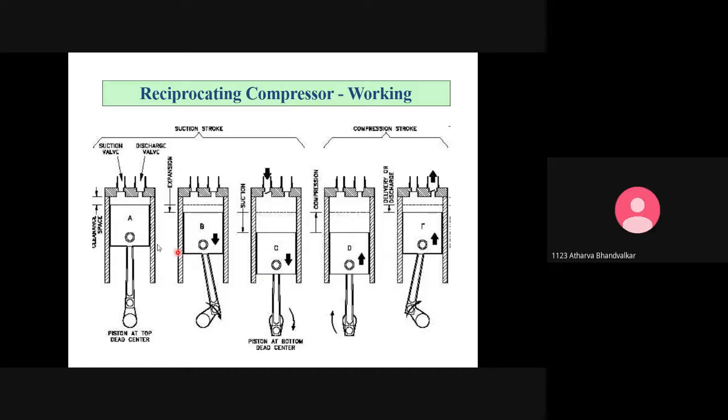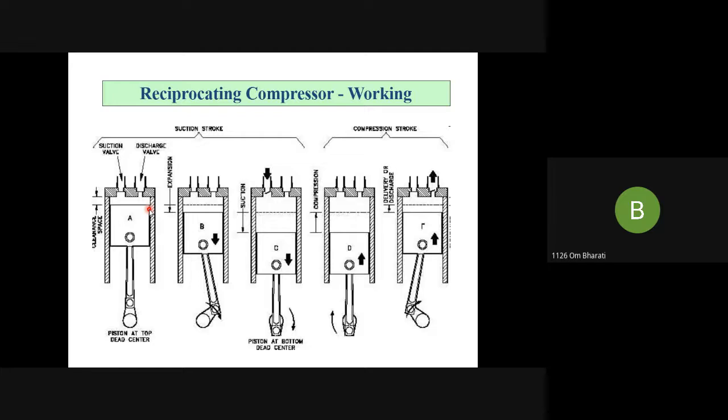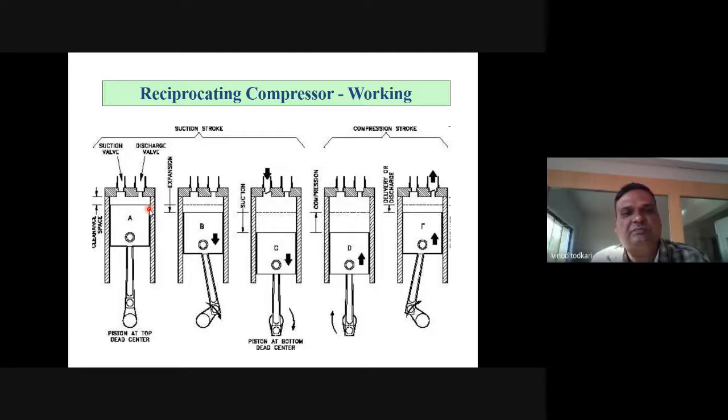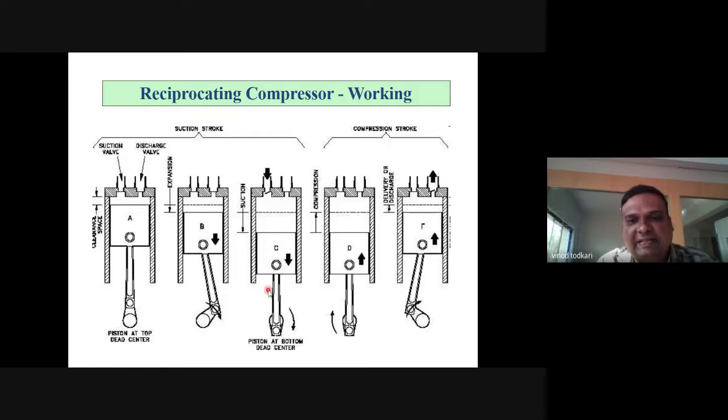In A, TDC. In the first figure, in A, which position is it? TDC. And in the third, BDC. Yes, in C and D, see, they have shown the same thing. In A it is at TDC, and in C and D it is at BDC.